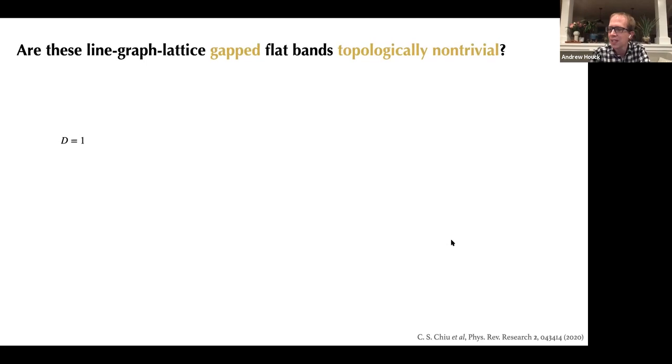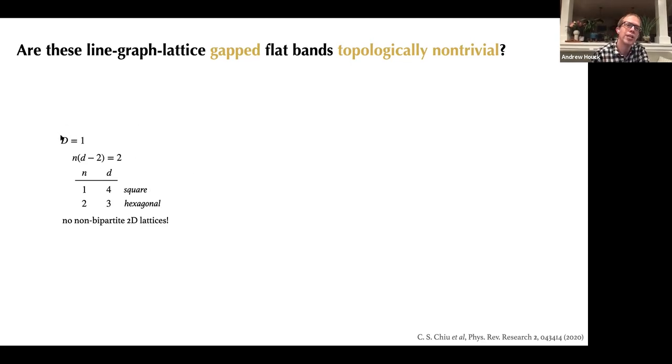So when we ask, are they topological? There's a number of things you can do. One way is you can just exhaustively try and figure out, can you find any of these graphs to start with, right? So if we want a degree equal to 1, then that means we want n times d minus 2 equal to 2. And you can just look for integers n and d that can solve this equation. And there's only, in fact, 2 pairs of integers, and none of them give you non-bipartite graphs.